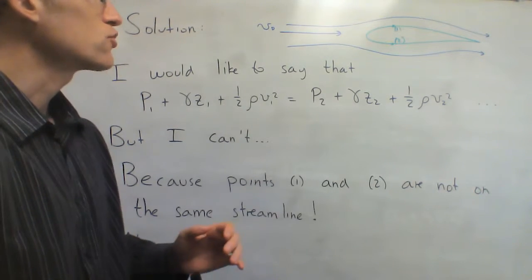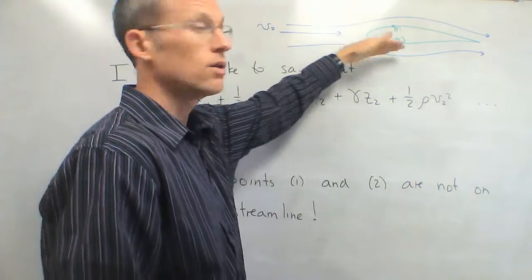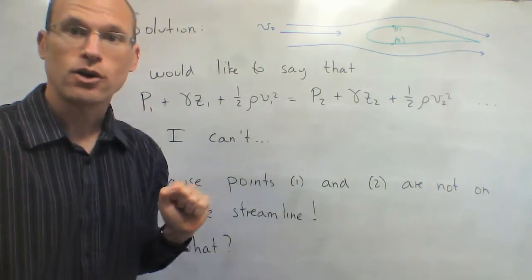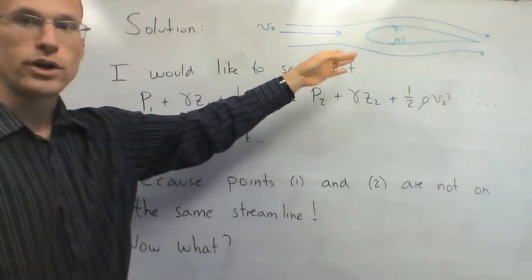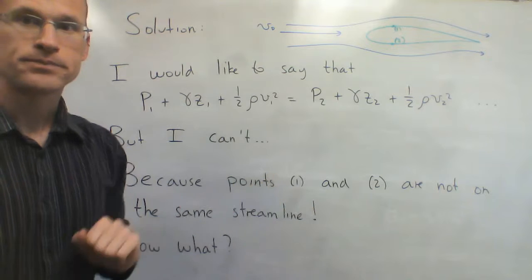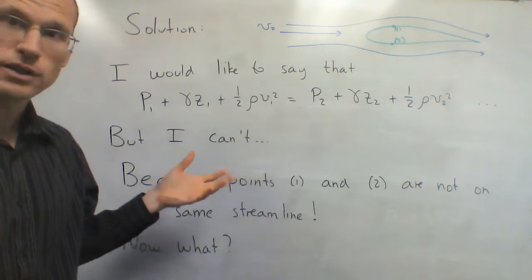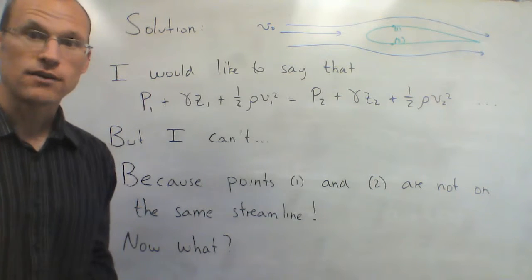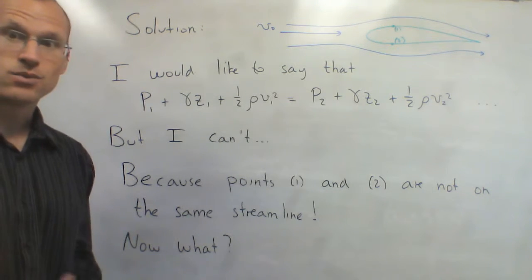If you look at my picture up here, it's pretty clear that some of this air is going to go over top of it, some of it's going to go below it. Air cannot go both above it and below it at the same time. So what that means is that point 1 and point 2 are not on the same streamline. So if they're not on the same streamline, I can't actually use Bernoulli's equation officially, because Bernoulli's equation was derived for 2 points being on the same streamline. So the question now is, what should we do?